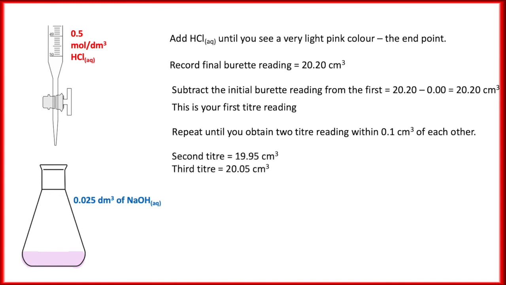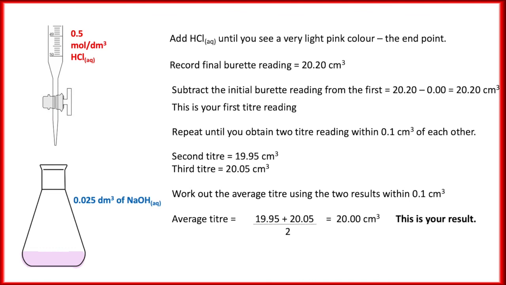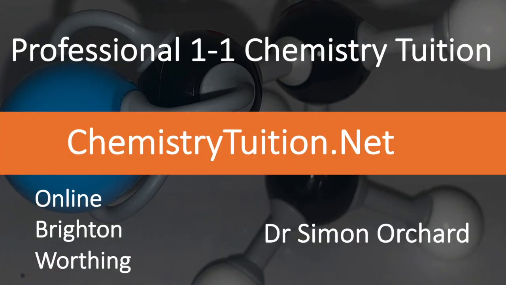So let's say I do that. Those are my two readings that I get. So they are within 0.1 of each other. So I'm going to work out the average of those. And when I work out the average, I find it's 20.00 centimeters cubed. And that's the final result that we used in the calculation at the beginning of the video. So coming up, we'll do some more titration calculations so that you get practice of those. And you can also follow the link to the video which actually shows a practical titration. But please do make yourself familiar with those pieces of apparatus.